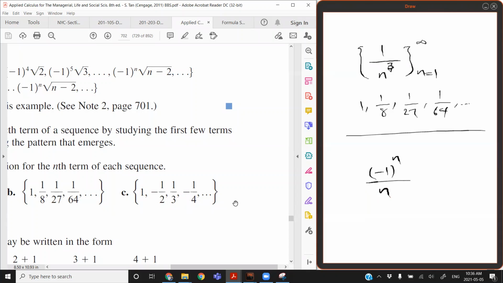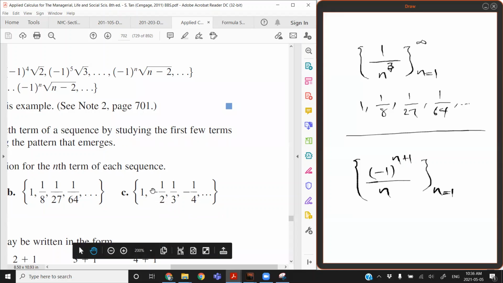But there is a problem here, and that is the first term is going to be negative like this if I want to begin at 1. So I can solve that problem by just putting a plus 1 here, and that will solve the problem. Because now the first term is going to be negative 1 to the power of 2, which makes it positive, over 1. So 1 over 1, 1. And then the second term is when n is 2. And now I have negative 1 to the power of 3, that's going to be negative. And that's what I want. Over 2. So this works.